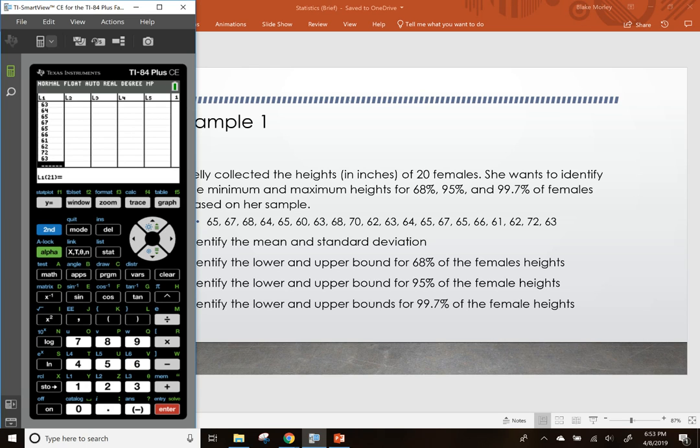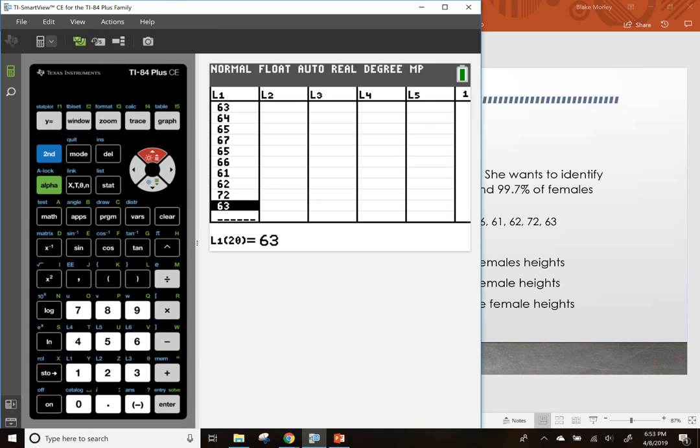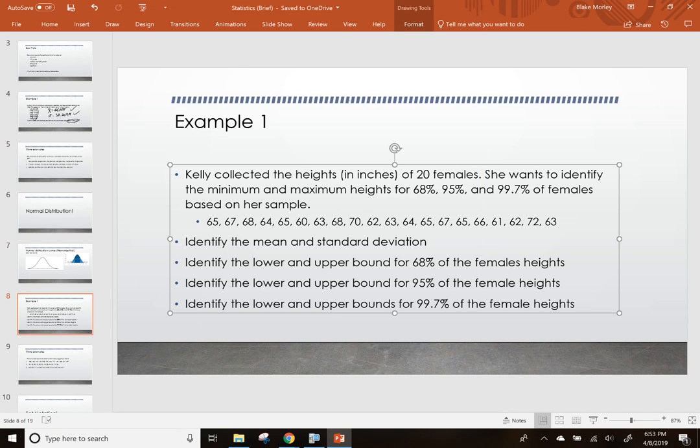Okay. It's kind of tricky with having 20 points of data put in there, because it's kind of easy to think that maybe you skipped one. But I'm looking at my list right now, and you can see that 63, if you look closely, let me make this a little bit bigger. It says L1(20), so you see that 20 in parentheses? That's the 20th value I entered, which was 63. And I know, because it says right here, that there are 20 females that I measured.